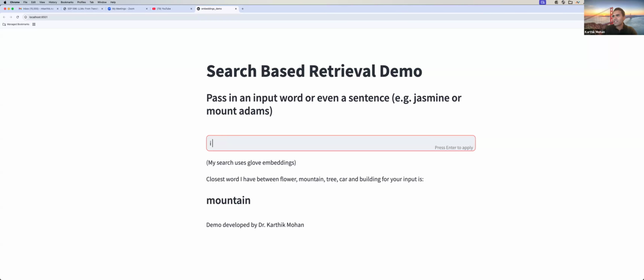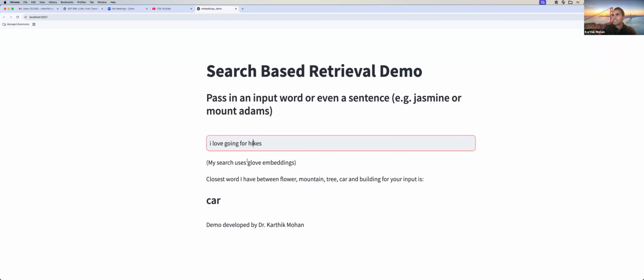You can even type a sentence like, I love going for hikes. Okay, so it says car. I thought it might say mountain, but maybe you have to drive to get to a trailhead. So car might fit in here.